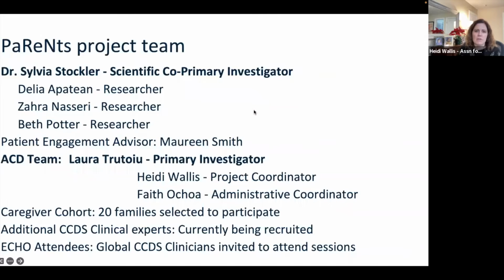And just a quick overview of who is involved in this project. Dr. Stockler is our co-primary investigator, and we have 3 researchers working with Dr. Stockler as well, Delia, Zara, and Beth. And then last week you met our patient engagement advisor, Maureen. She is part of this project to make sure that everything we do is friendly and considering the patient and their needs. And then in our team, we have Laura Trutoyu, our director of research, as our primary investigator with ACD, and I will serve as the project coordinator, and then Faith is our administrative coordinator.